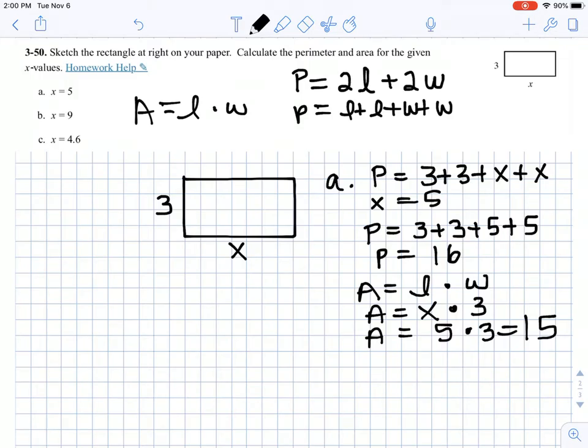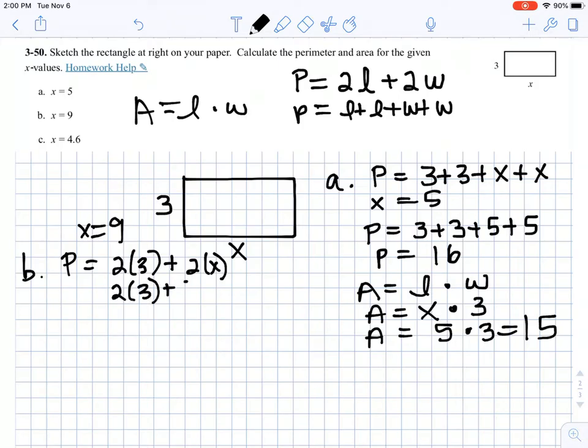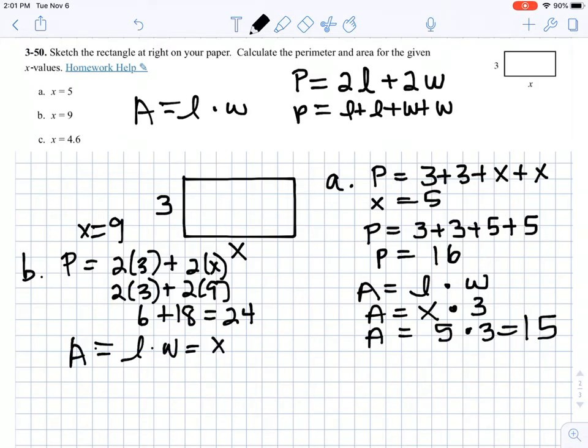But then if you change the length of x, as we did in B, we're still going to get 2 3's plus 2 x's. And now x is equal to 9. So we have 2 3's and 2 9's. So we have 6 plus 18, which is 24. And for the area, we're just going to do length times width, which is equal to x times 3, which is equal to 9 times 3, which is equal to 27.